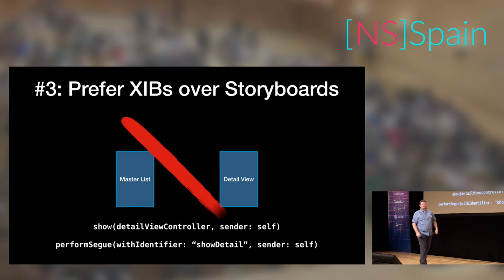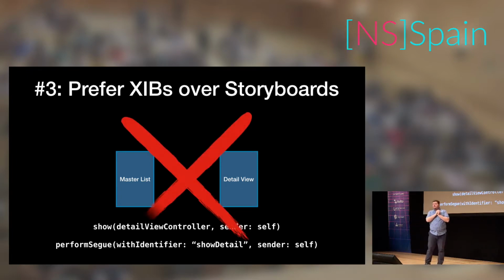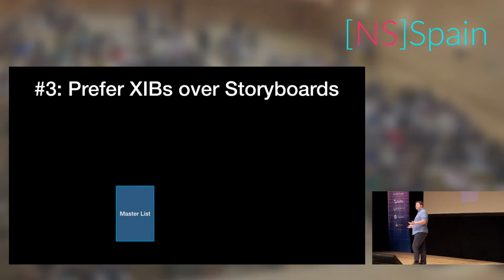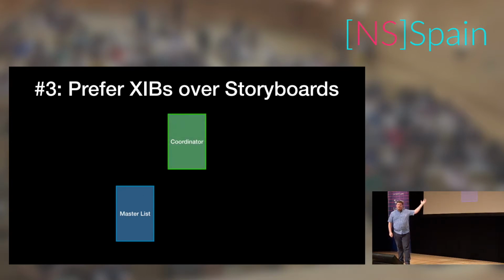Do not do this, please, please. This violates encapsulation. The master list should not know what comes next. So what does this look like instead? Well, when we select something in our master list, it's going to tell its parent.